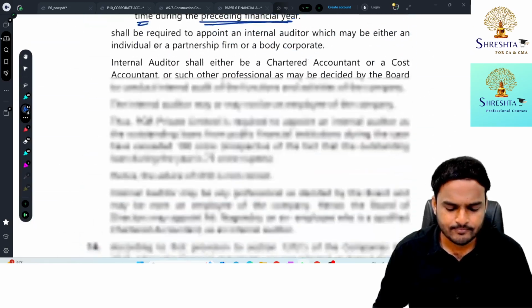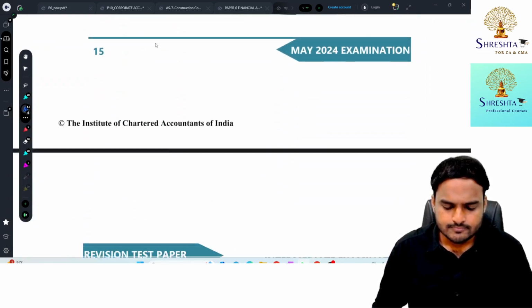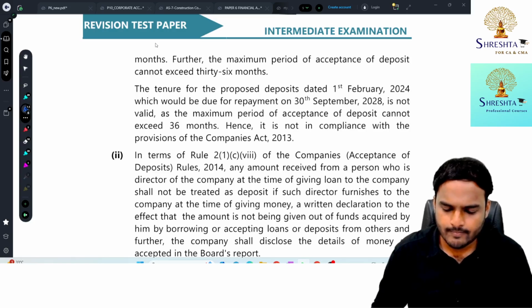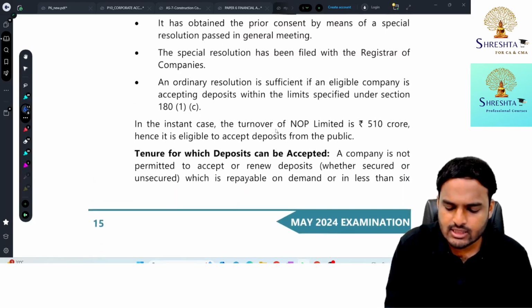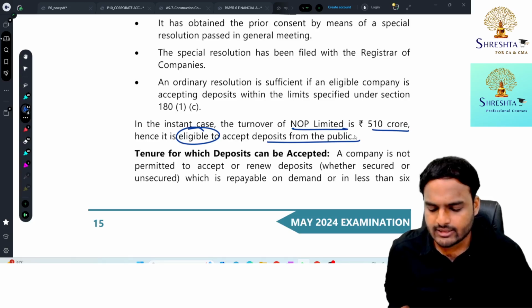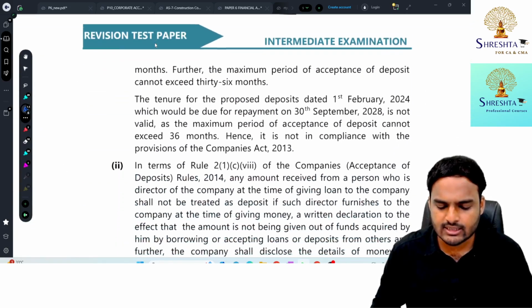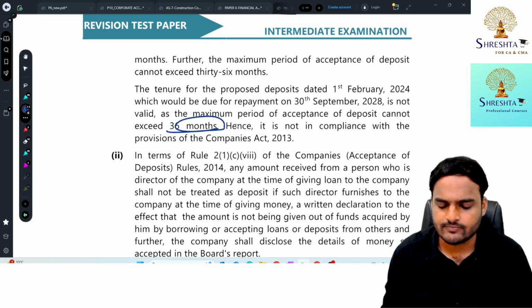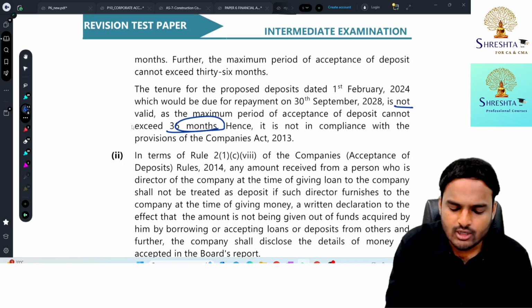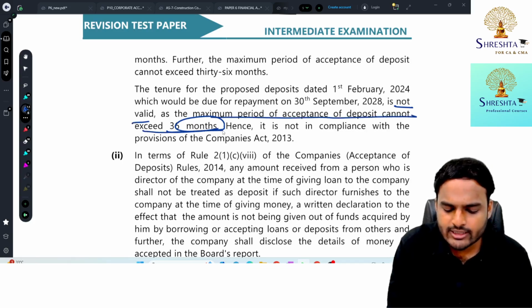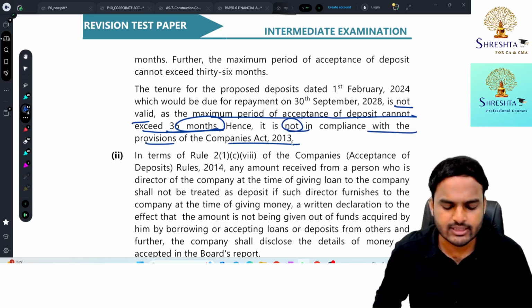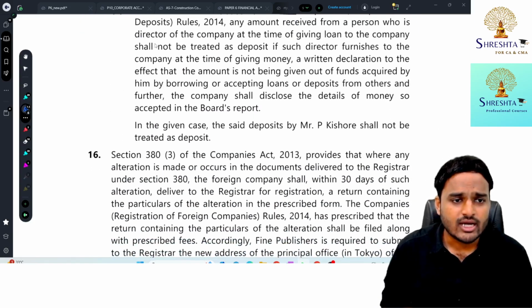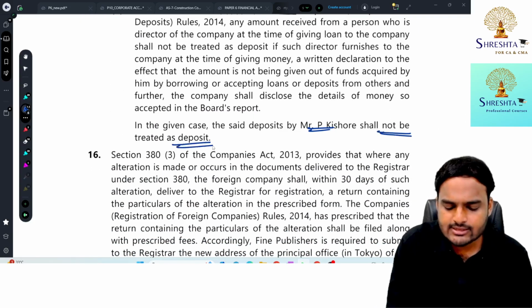Let's see the answer. In the instant case, the turnover of NOP Limited is 510 crores, hence it is eligible to accept deposits from the public. I told you. And the maximum tenure is how many months? 36 months. So here you can see it is not valid. The maximum period of acceptance of deposits cannot exceed 36 months. Hence, it is not in compliance with the provisions of the Companies Act 2013. And second, I told you, the amount received from P. Kishore shall not be treated as a deposit.